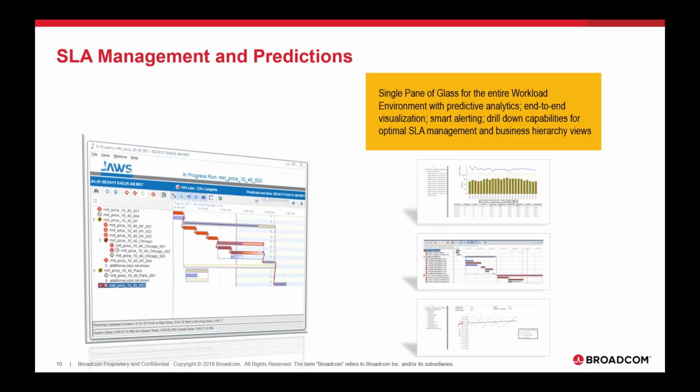So to get into some of these benefits a little bit more deeply, let's talk about the SLA management and the predictions. What you're seeing here is a screenshot of one of the user interfaces, where you can see on the left a job stream that is being monitored. The job that's actually selected in that screenshot is what we call the target job. This is the job that you may have an SLA against.